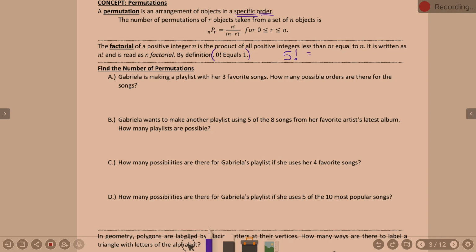If you see on your paper 5 exclamation point, that's not just 5. It has a math meaning. And notice it says it is the product of all positive integers less than or equal to n. So 5 times, what's the next number? 4 times 3 times 2 times 1. 5 times 4 times 3 times 2 times 1 is 120.